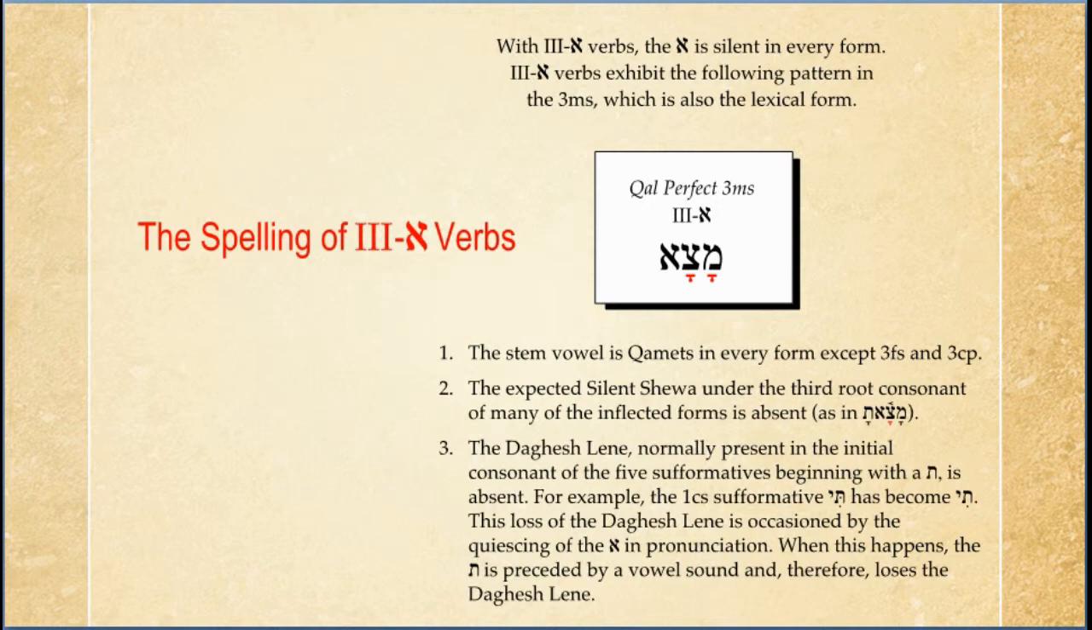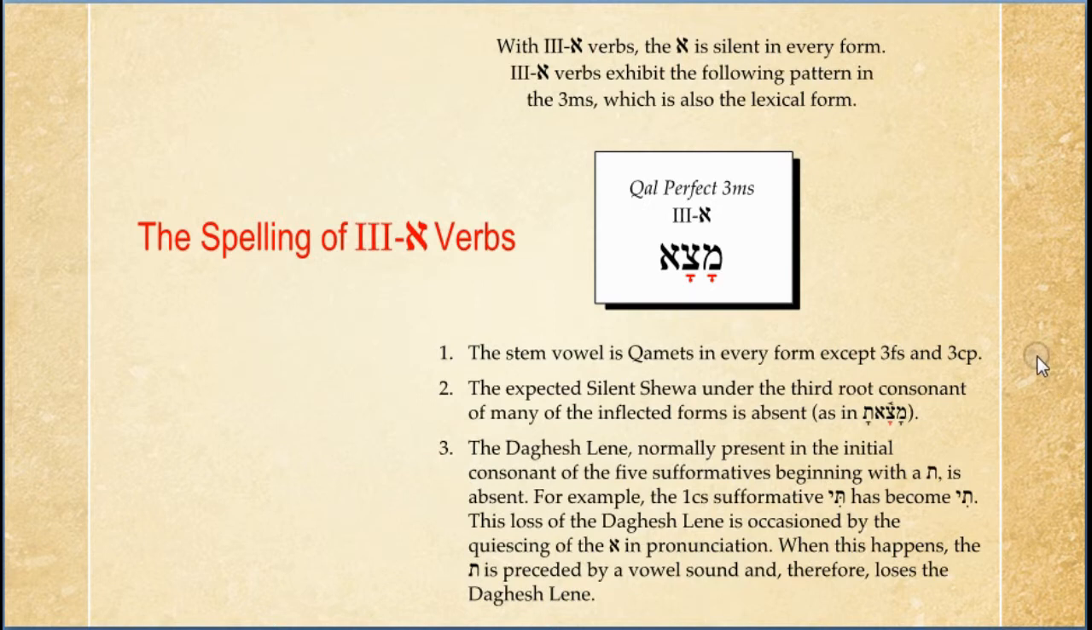Now notice that the vowels have changed. The actual vowels have changed. We usually had kamatz and patach. Now we have kamatz and kamatz. So matza is our verb that we're going to try things on, and here you have the kamatz and kamatz.